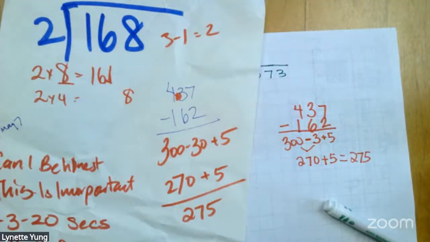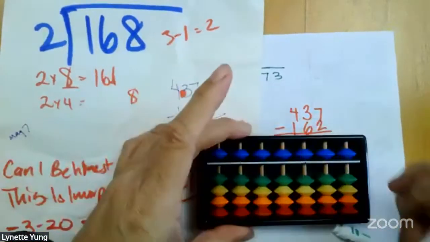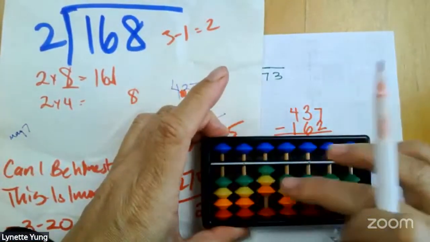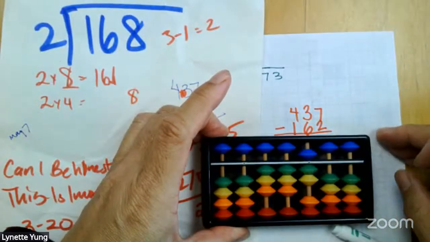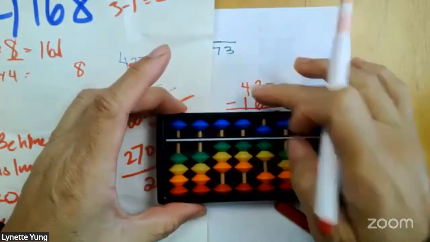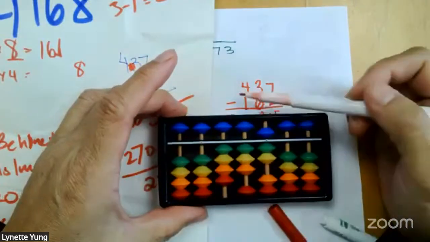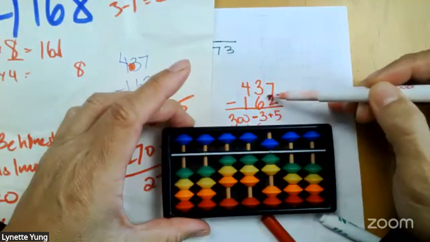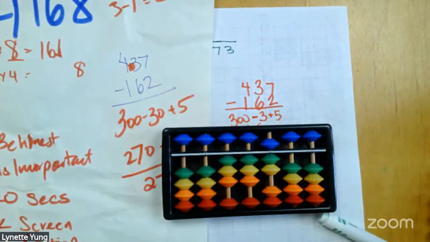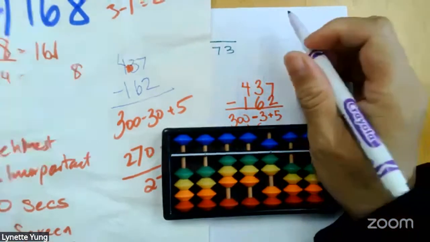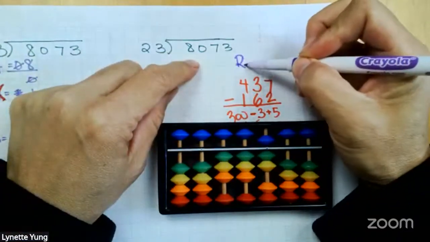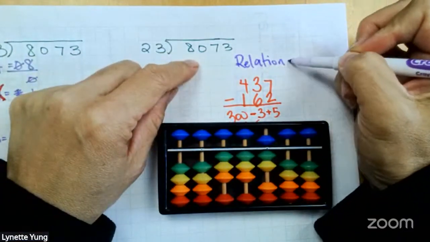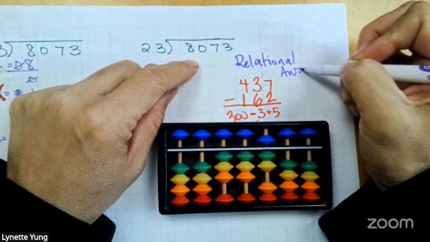But then when we do it on the abacus, right? We have 437, and we take away the 1, which is fine. And then all we need to do is understand the relationship. It's called relational awareness. That's a new word that I picked up. Relational awareness.